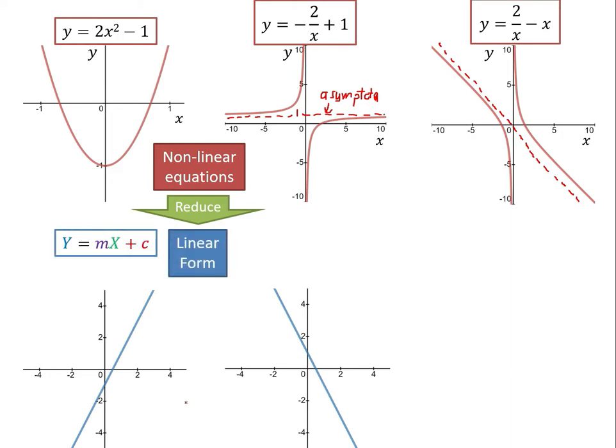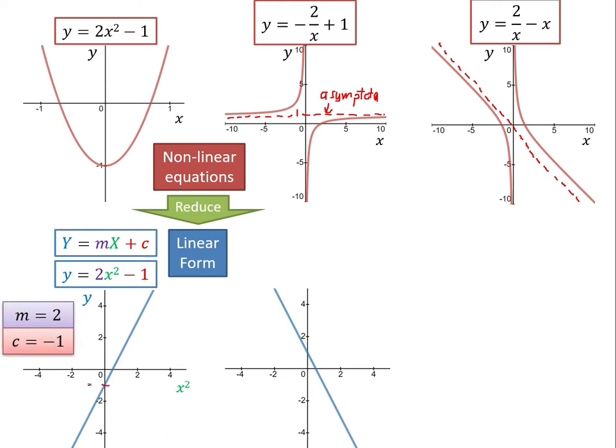y equals mx plus c. Look at these two. Big Y is small y here. The gradient is 2. Y-intercept for this graph is negative 1. Our y has to be labelled as small y. Our x has to be labelled as x squared in order to make the graph become a straight line, where the gradient is 2 and the y-intercept is negative 1. It is still not a linear equation, but we can form it into linear form as long as it fulfills the condition y equals mx plus c.